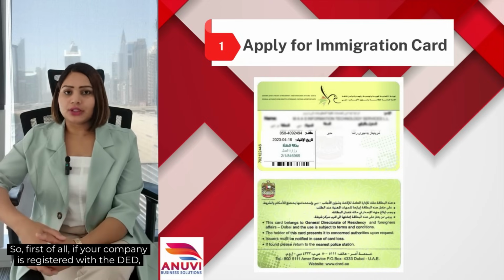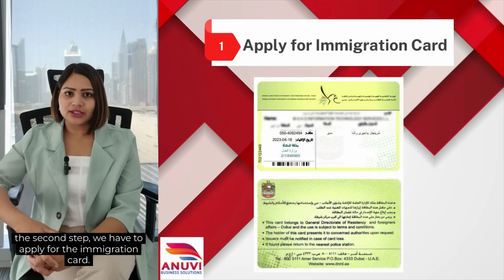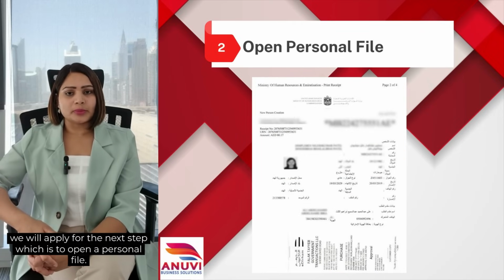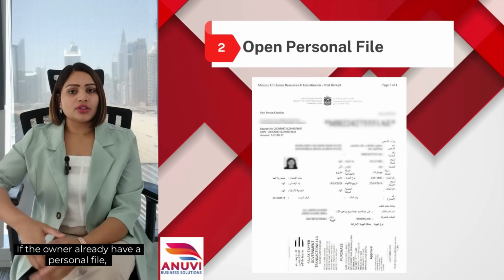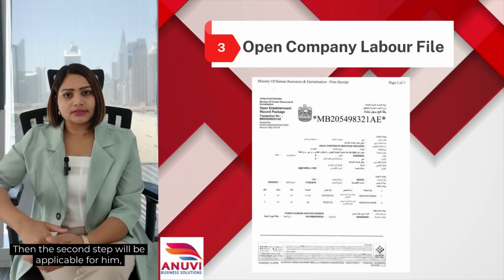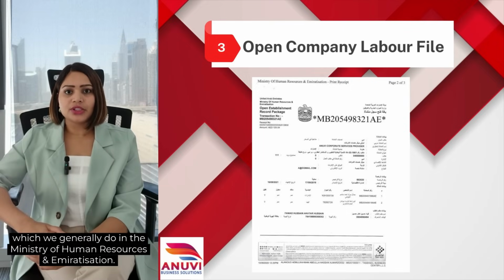First of all, your company should be registered with the DED. The second step is to apply for the immigration card. If you have your company license and a valid immigration card, the next step is to open a personal file. If the owner already has a personal file, he doesn't need to apply for this step. Then the next step applicable for him is opening a company labor file, which we generally do in the Ministry of Human Resources and Emiratisation.